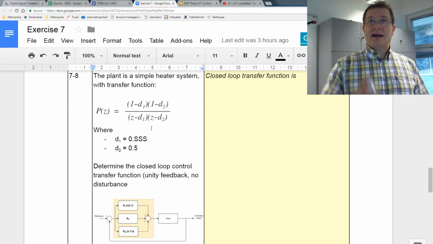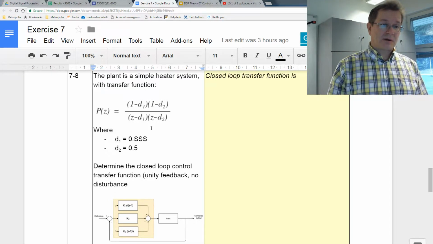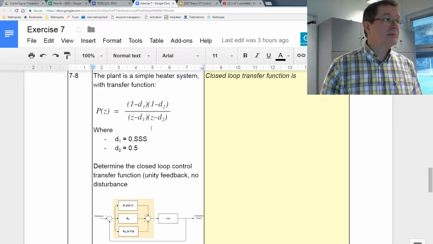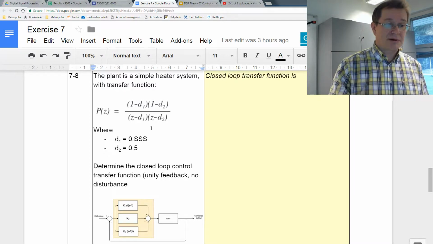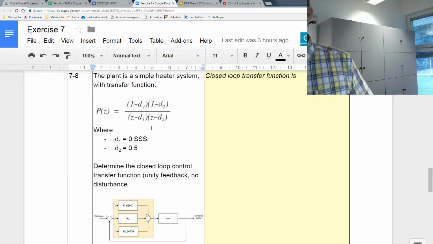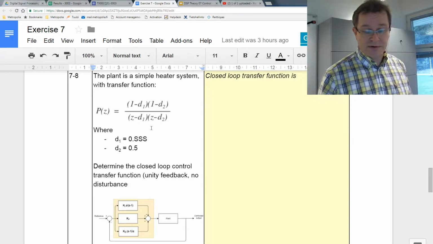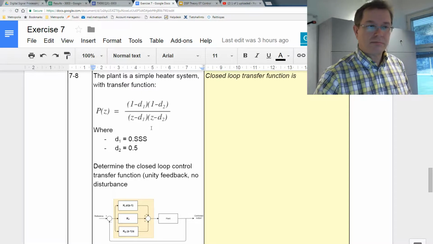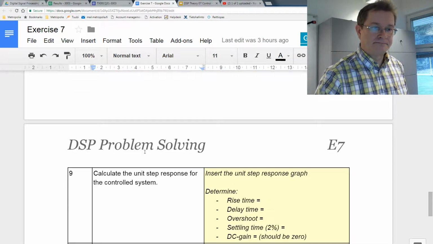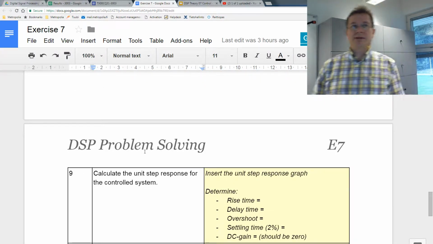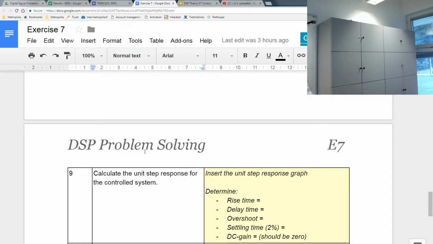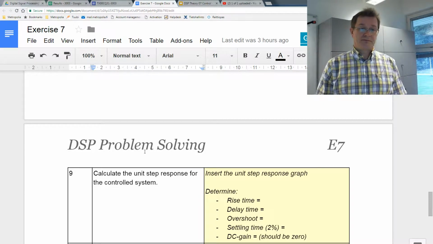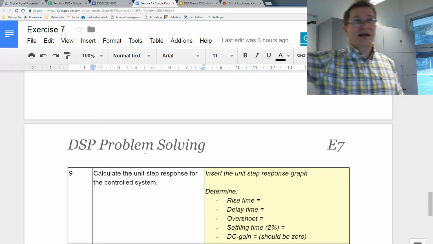All right, and to make it a little bit easier, this closed loop transfer function, when the feedback is unity, meaning that we are measuring the output parameter directly, no transfer functions in between, and no disturbance. Then after doing the transfer function, it's quite straightforward what to do: again the unit step response for the control loop system, and the same parameters as for the first part.